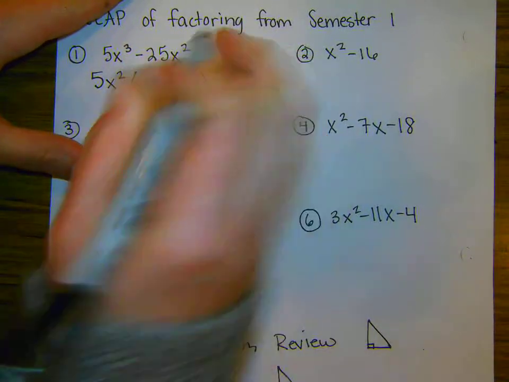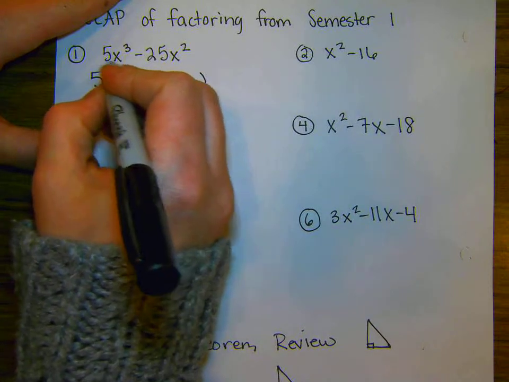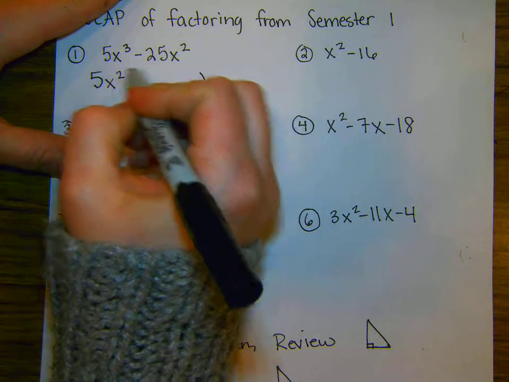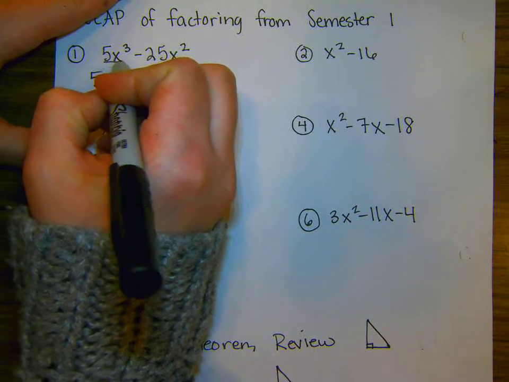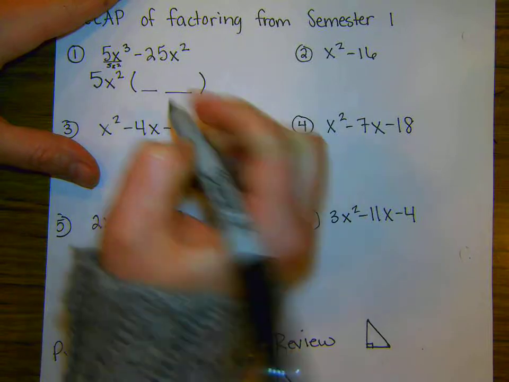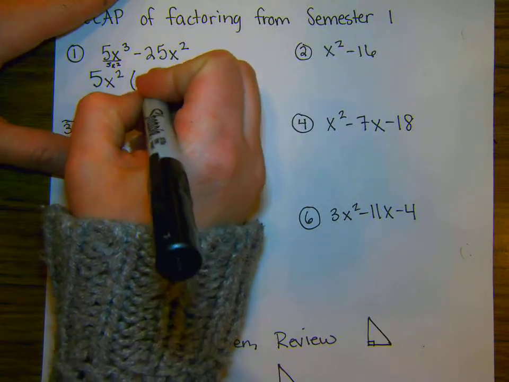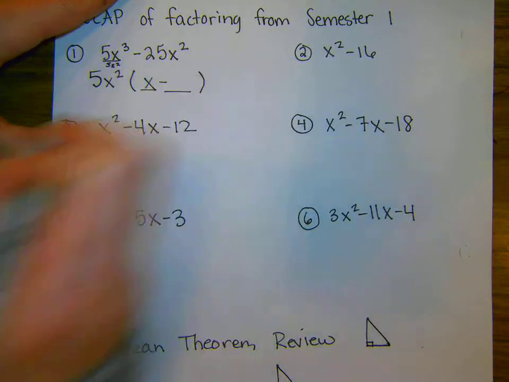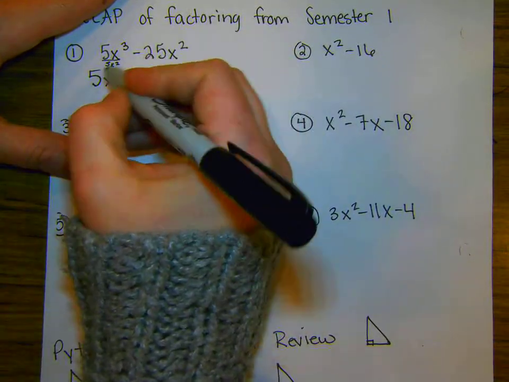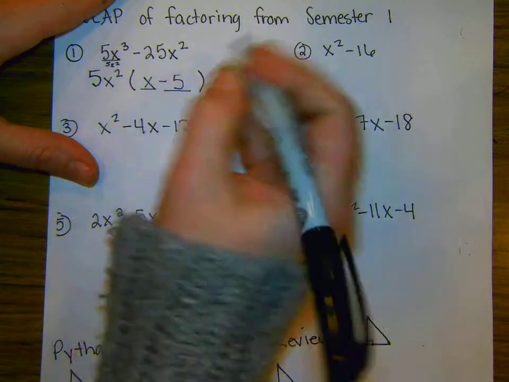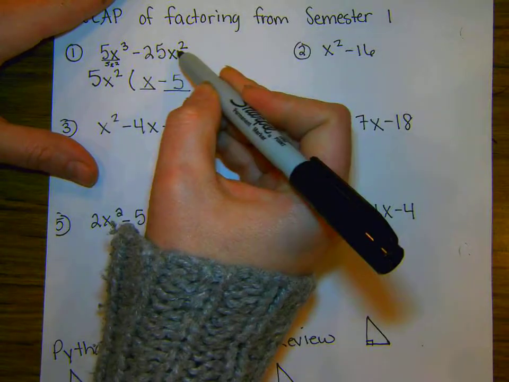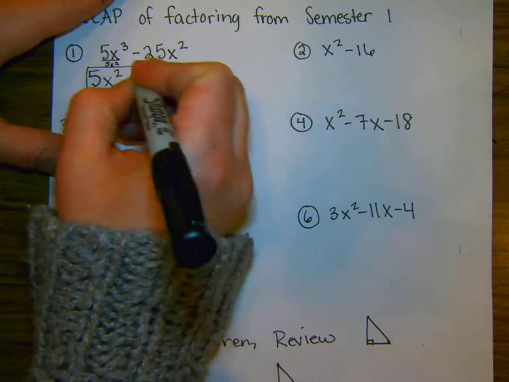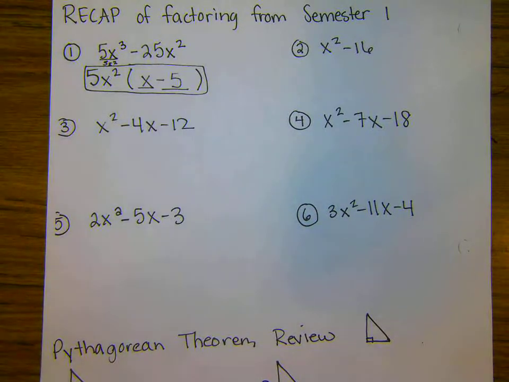Remember, your GCF goes on the outside, and then since there were 2 terms in the problem, you will have 2 terms left in your parenthesis. You're reversing the distributive property. So imagine if you took this and divided by 5x squared, you're going to be left with 1x. And then this is subtraction, so the subtraction stays there. 25 divided by 5 is 5. There is not going to be an x here because you already took out the x squared. So this is your final answer. This was just an example of using GCF as a way to factor.